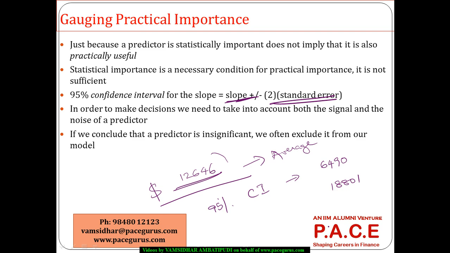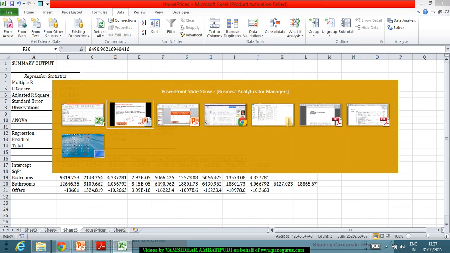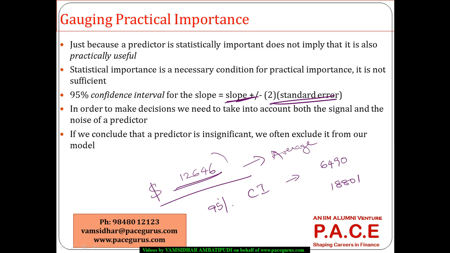So that should be the practical way I should interpret. It's not that every apartment price will increase by 12,600 if the number of bathrooms is increased by one. That's not the case. I have to utilize this confidence interval to really come out with an assessment on the same. So we are taking both the signal as well as the noise of the predictor to come out with useful conclusions regarding our analysis.